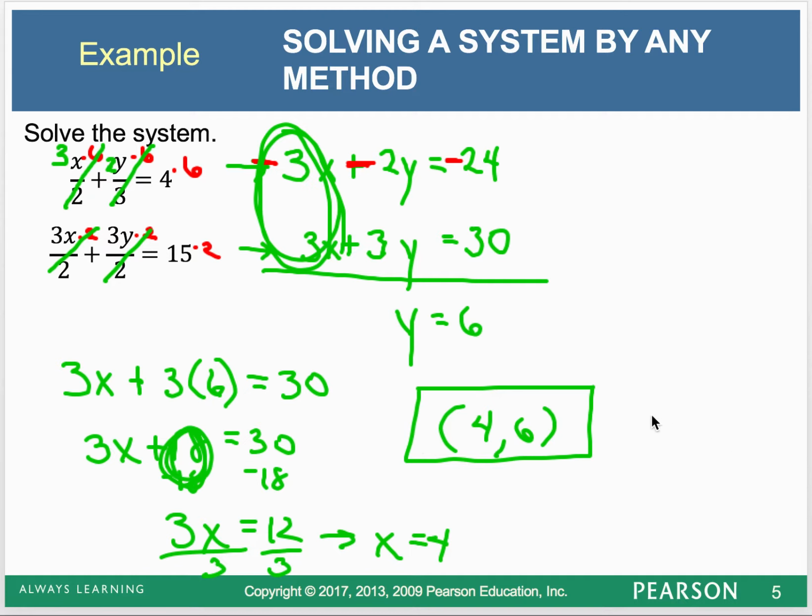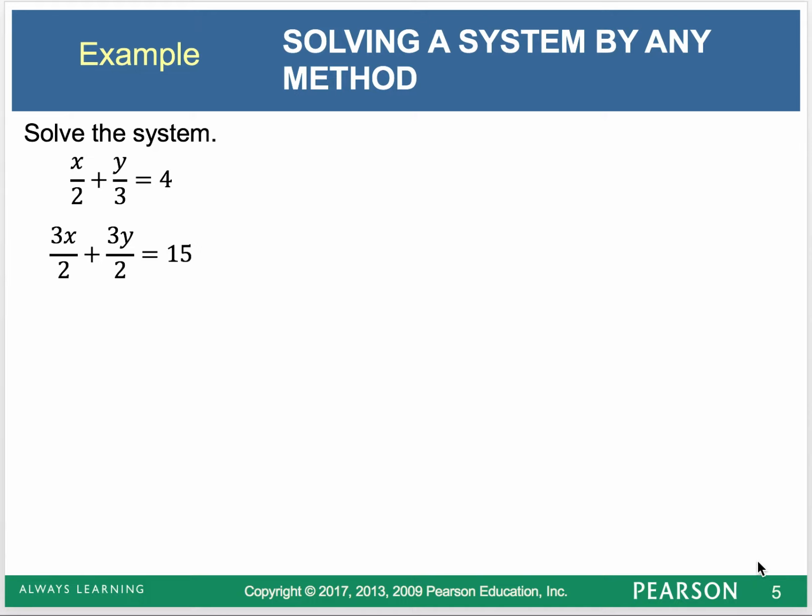Okay, typically if you're pretty fresh out of high school, I think they do systems a lot in high school. So hopefully we won't have any issues with these. If you do, be sure and let me know.